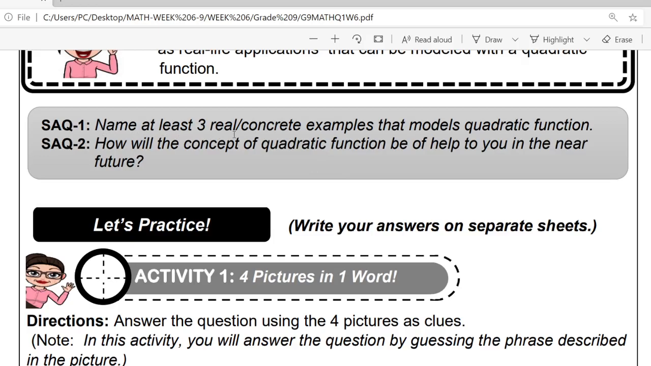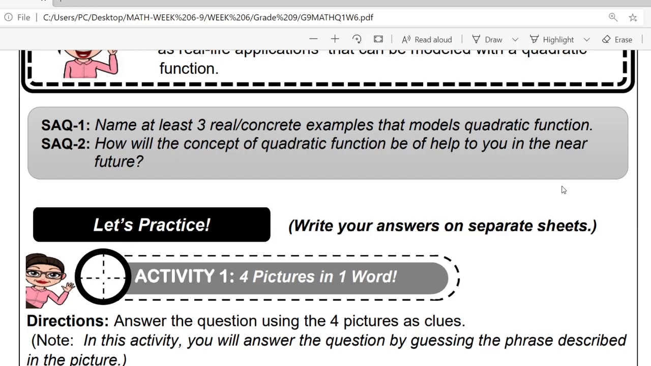Okay, name at least three concrete examples that model quadratic functions. You can just find them around your locality or in your place. Name at least three. How will the concept of quadratic function be of help to you in the near future? Saan kaya pwede itong gamitin in the future?